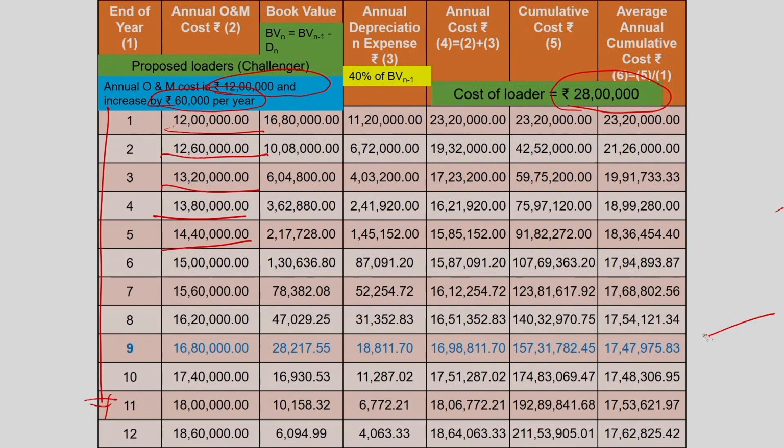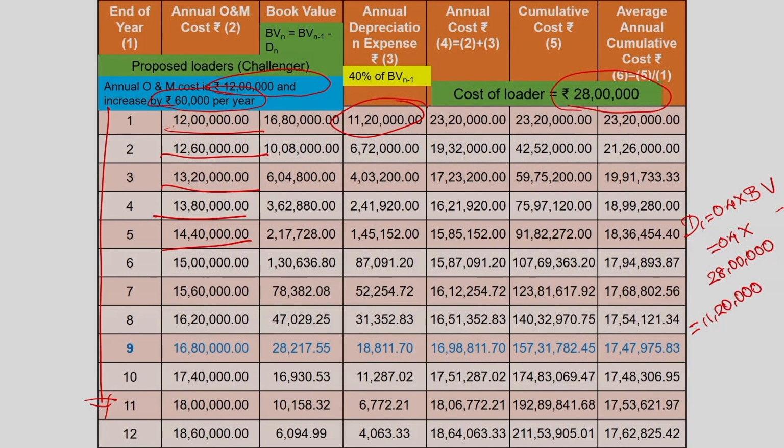Okay, so, you are going to estimate the depreciation now. So, the depreciation for the first year is nothing but 0.4 into book value. So, book value at the beginning of the year is nothing but your cost of the loader, that is 28 lakh. 0.4 into 28 lakh, so that gives you what? It gives you the depreciation for the first year. It is nothing but 11,20,000.